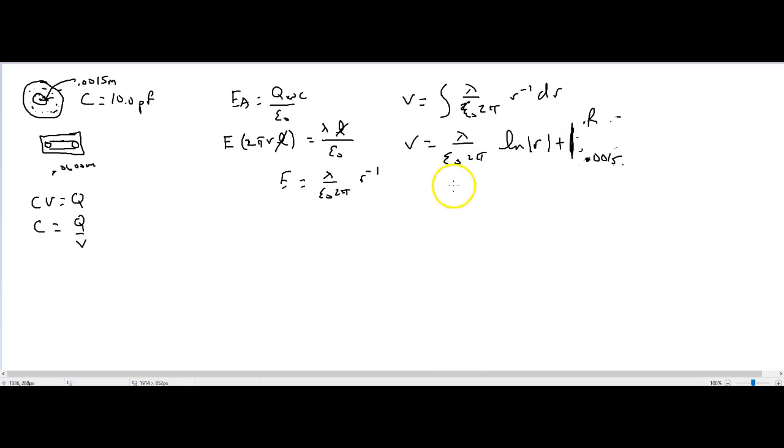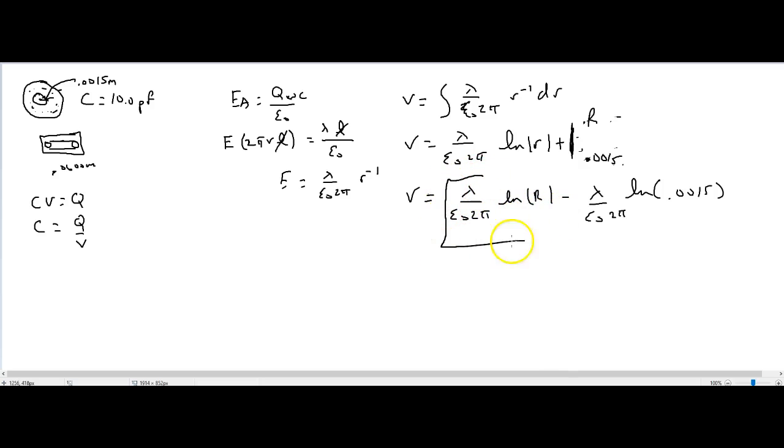And so I'm going to then set this, so the voltage is going to be equal to lambda over epsilon naught 2 pi ln of capital R minus lambda over epsilon naught 2 pi, and then I'm going to get ln of this really nasty looking number. So that's my voltage, right? That is my voltage expression right here.